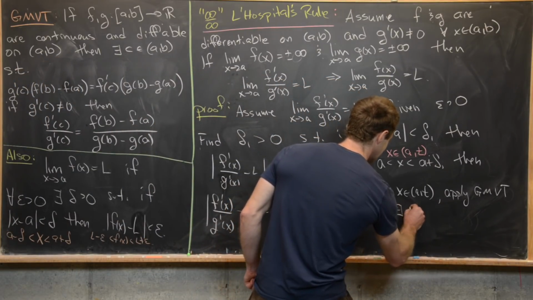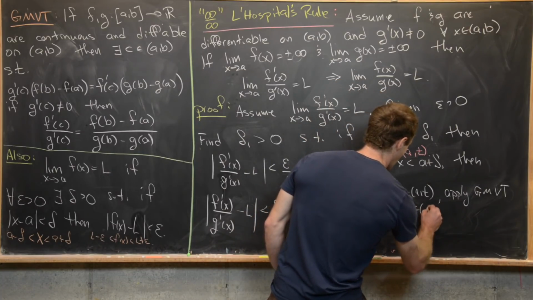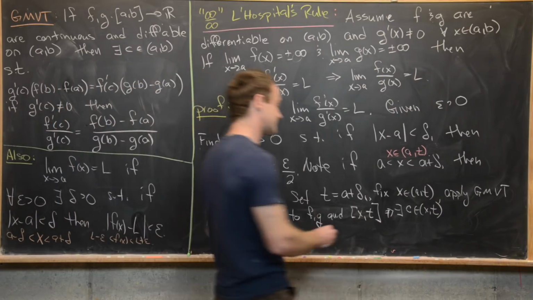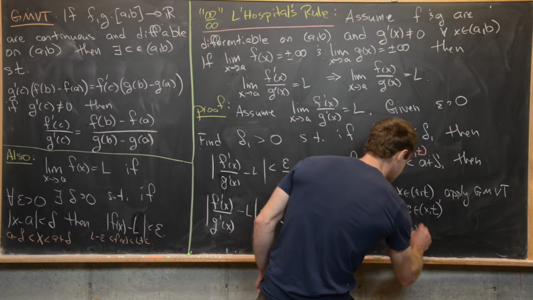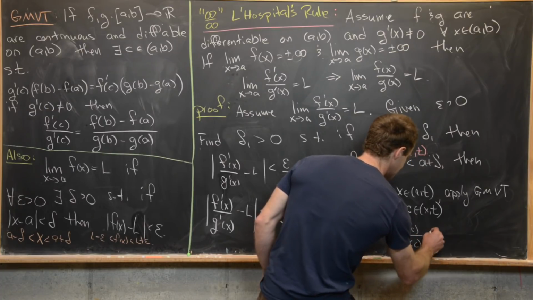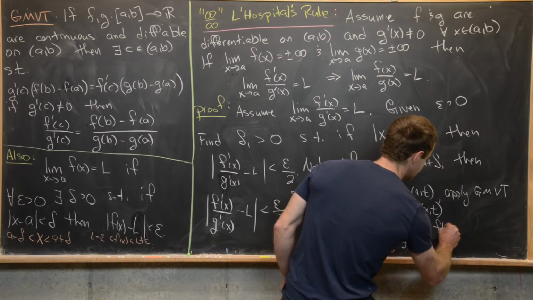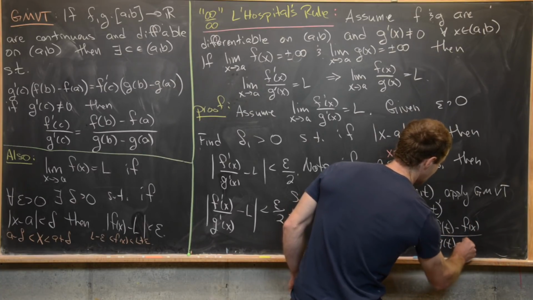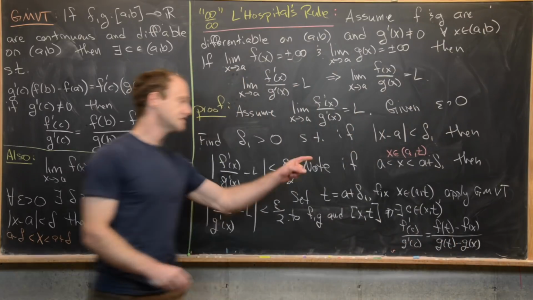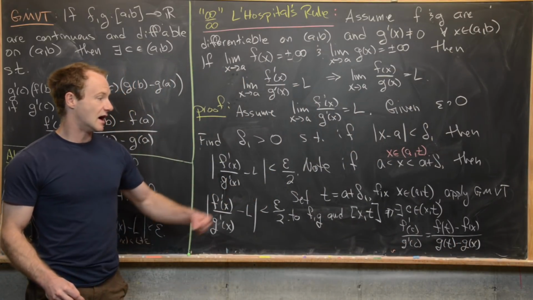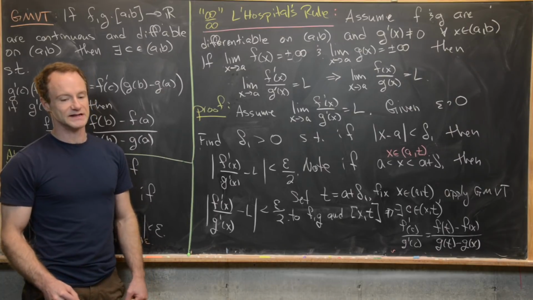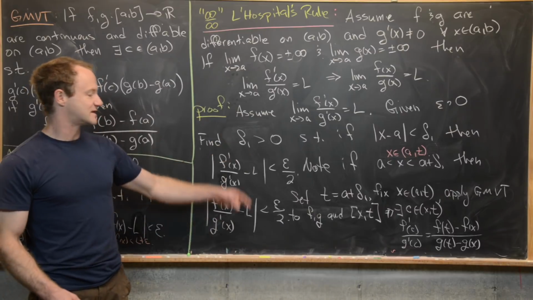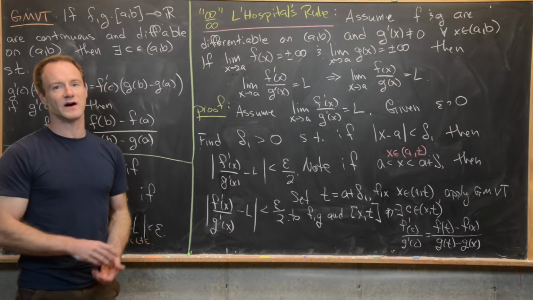So what is that going to give us? That's going to give us the existence of some c on the corresponding open interval x to t, such that f prime of c over g prime of c is equal to f of t minus f of x over g of t minus g of x. Because our left-hand endpoint is x and our right-hand endpoint is t. Okay, good. So we're running out of room. Maybe I'll take the summary of this up to the top and we'll move on to the next step.